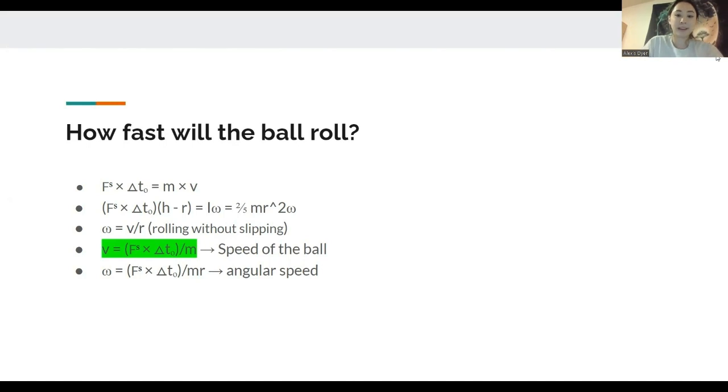the speed. And so with that, if we want to look at the angular speed, this is going to be pretty easy because we know that we're rolling without slipping. And so we can use the equation omega equals linear velocity over radius. And so we're just basically going to divide our velocity by radius. And so that's going to give us that angular speed of the force times time divided by mass times radius.